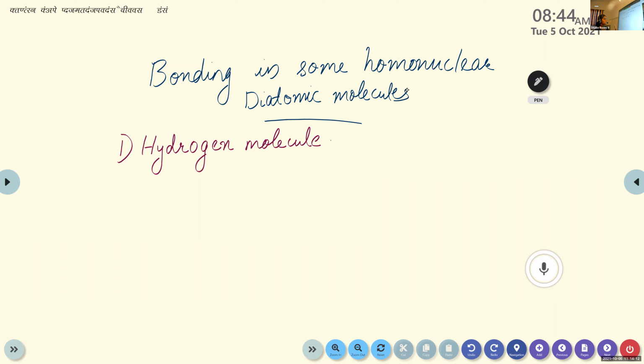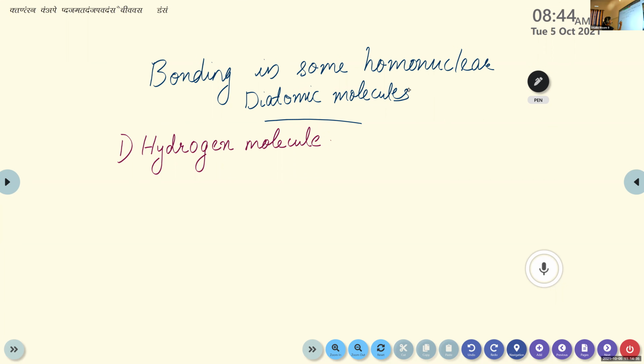So here we are discussing about the bonding in some homonuclear diatomic molecules. Diatomic means only two atoms, and the two atoms are same. So first example is hydrogen molecule. In the case of hydrogen molecule, we know that two hydrogen atoms combine together to form a molecule, right? Two hydrogen atoms combine together to form a molecule.